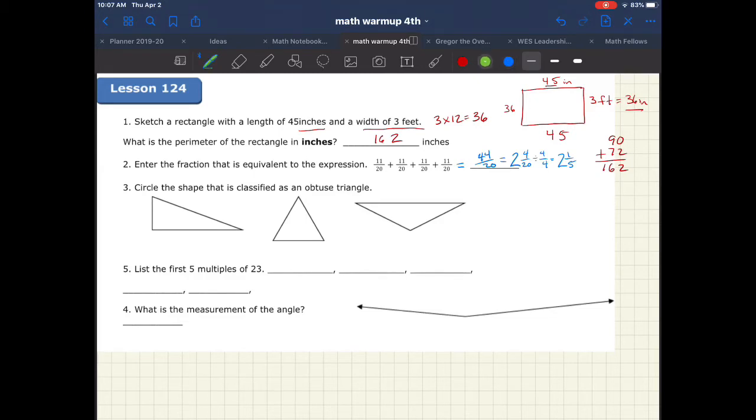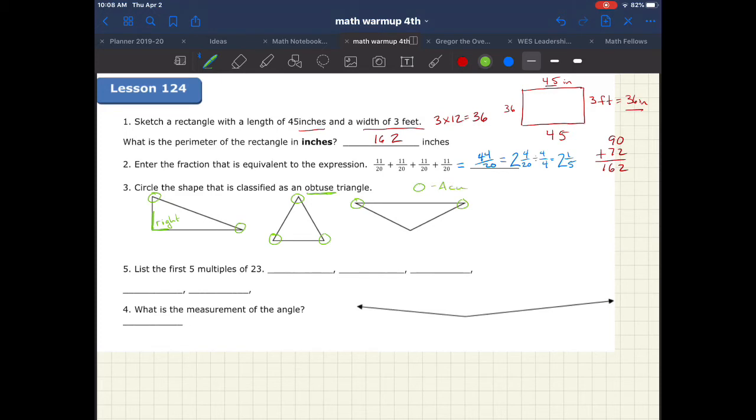Okay, the circle, the shape that is classified as an obtuse triangle. So obtuse has to do with angles, and an obtuse angle is wider than a right angle. So this right here is a right angle. So this is not an obtuse triangle because that one is a right angle. I'm going to label it a right angle. It's that perfect square corner. These are all acute. I'm not going to write it every time, but these are all acute.